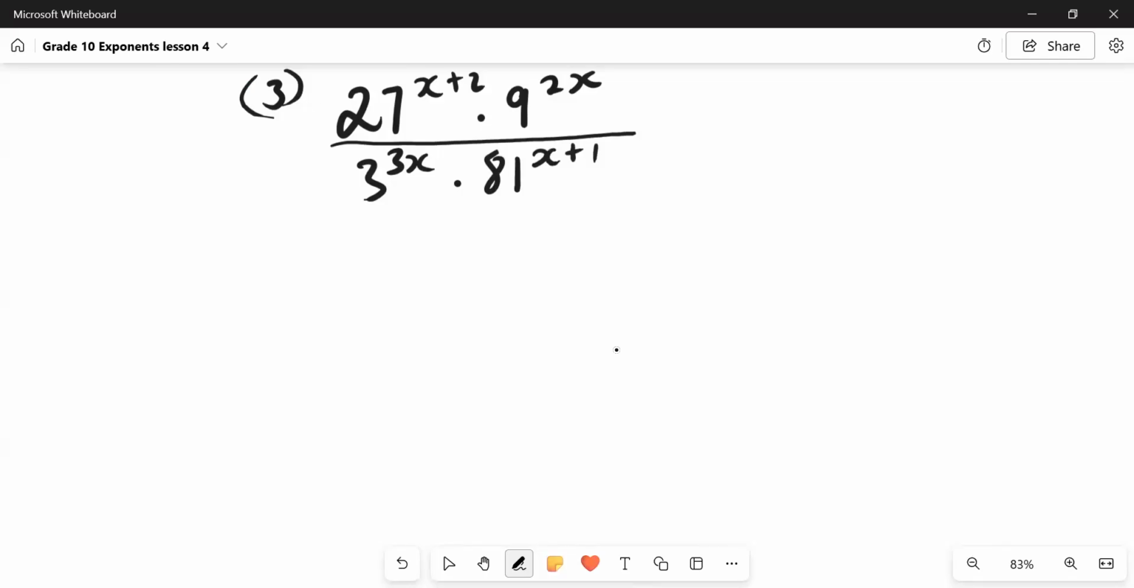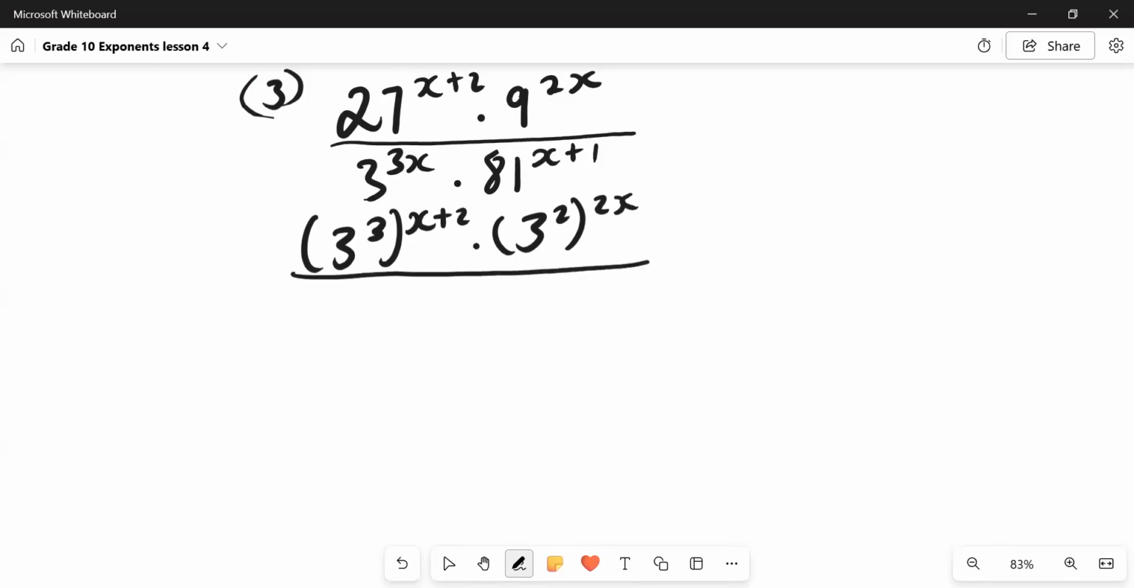So the first thing, we have to convert all the bases to their prime factors. So 27 can be written as 3 cubed, and then x plus 2. 9, that's 3 squared. Then 2x. It's already simplified. And then 81, that's 3 to the power 4. And then you have your x plus 1.